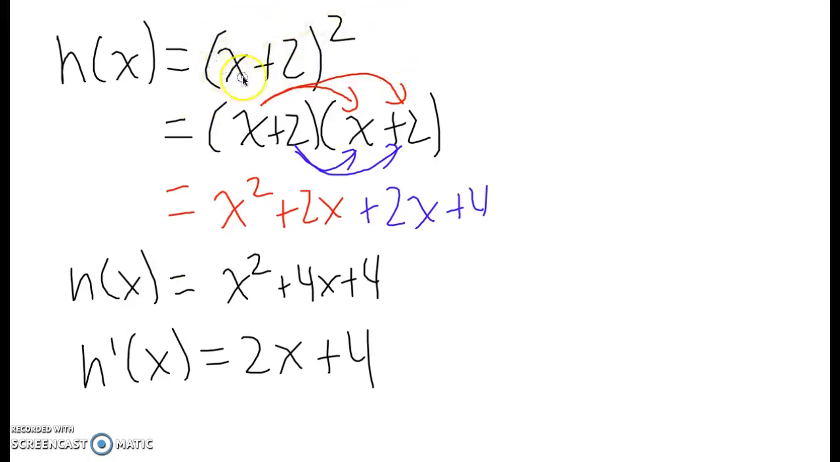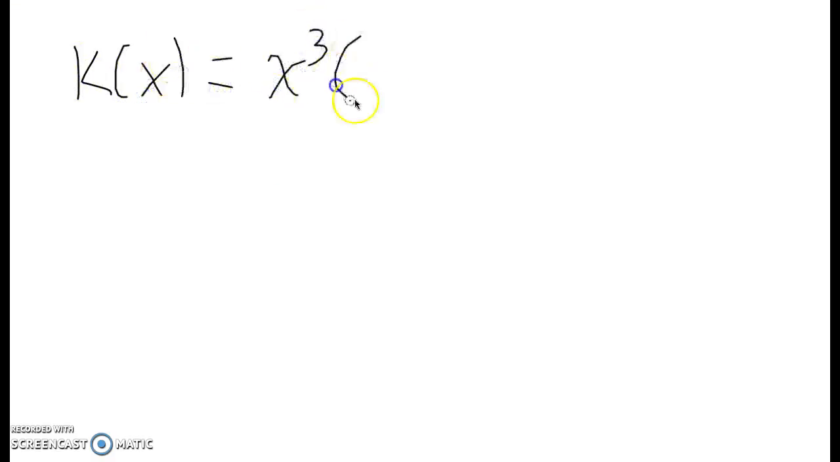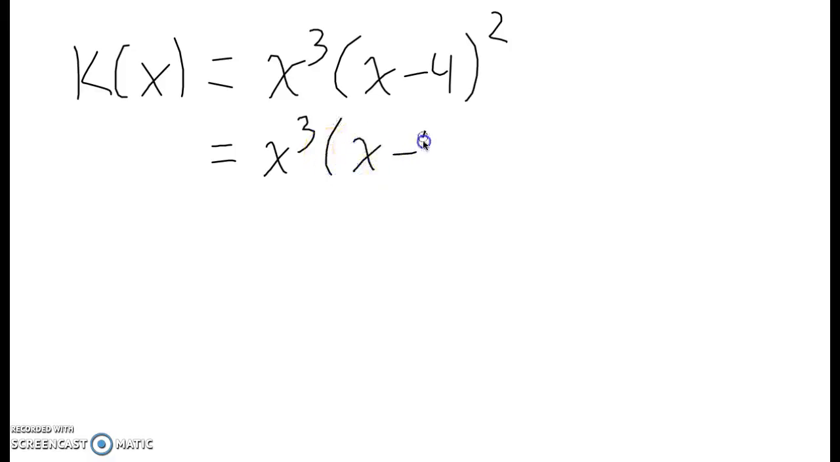Students in standard level or higher level will do expressions like this. The expressions that we see, we'll always be able to rewrite them into a form where we can just use the power rule. One more example, combining both of the rules together. If I consider k of x to be equal to x cubed times x minus 4 quantity squared, I'm just going to do a simple rewrite once again. X cubed times x minus 4 times x minus 4.